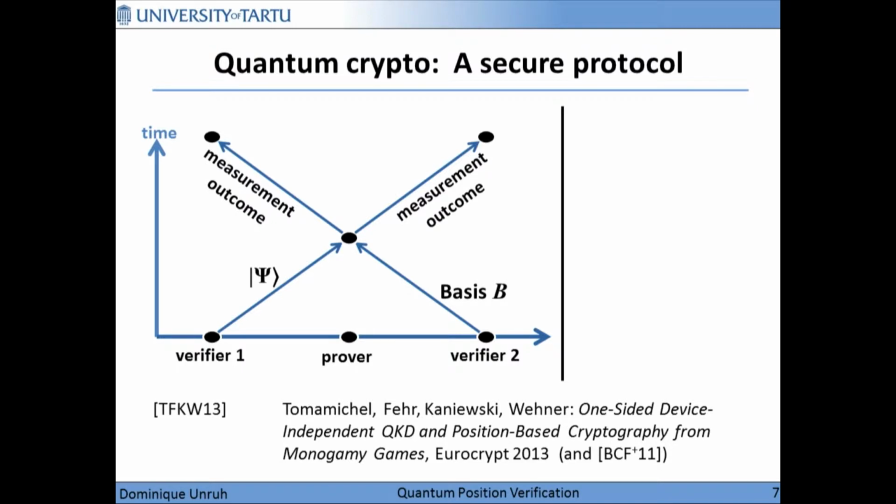So their protocol does the following. It has the same scheme of two verifiers sending something and the prover having to send answers back. But what we send are different things. So the first verifier sends a quantum state to the prover. Think of it as a bunch of photons, each polarized in a random direction. And the second verifier sends a basis in which to measure these photons.